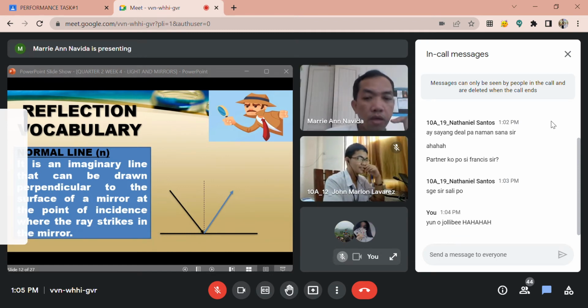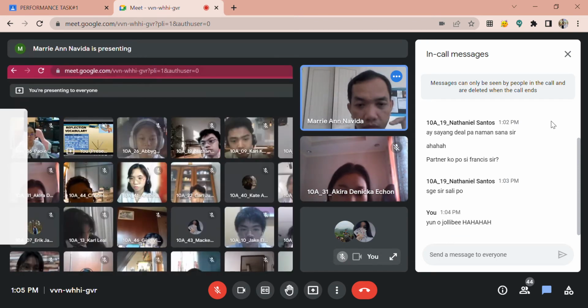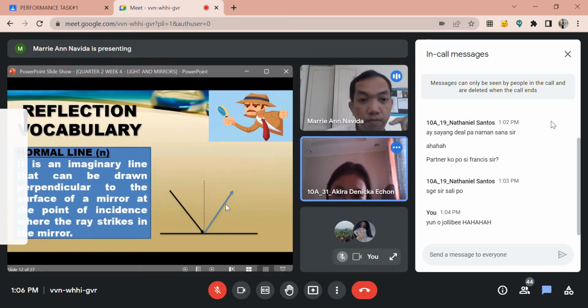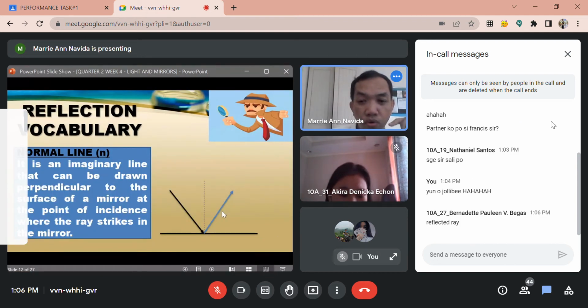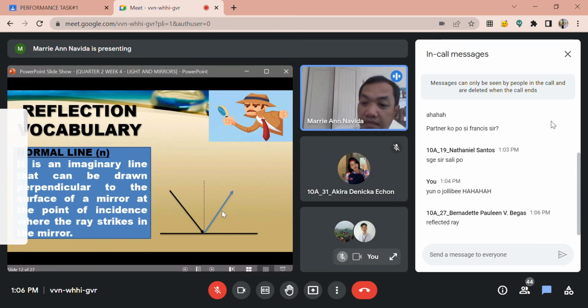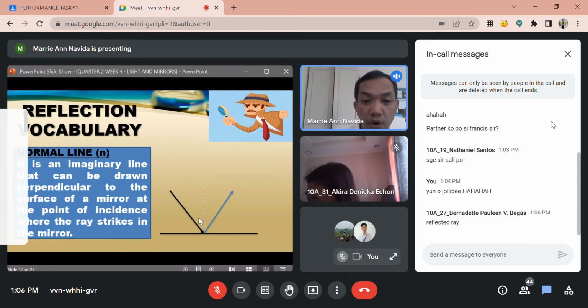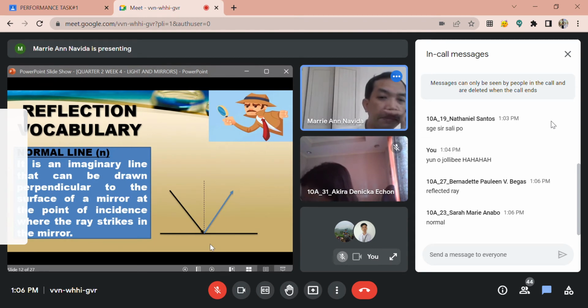Normal line. Again, normal line. Color blue, color blue. Okay, that is the reflected ray. What about this broken line? That is what we call the normal.